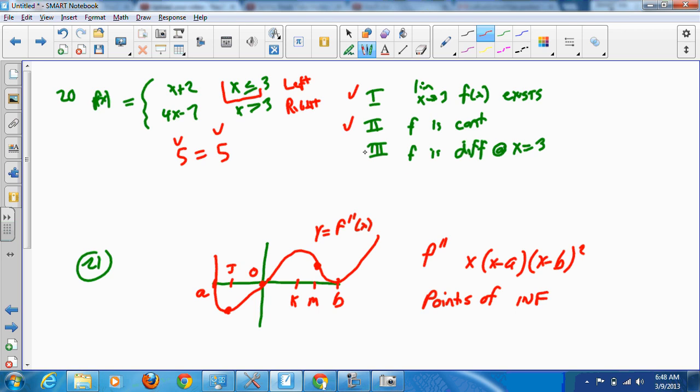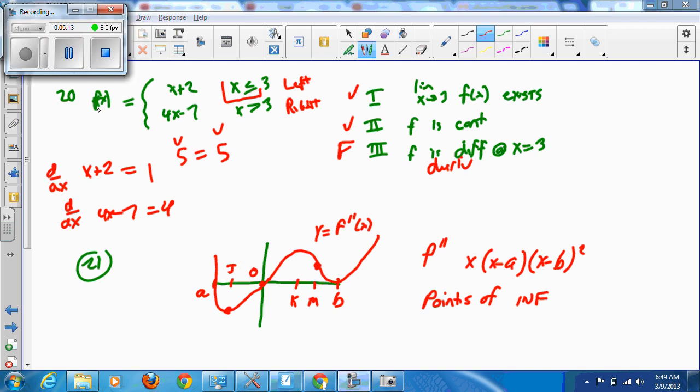The third statement, is it differentiable, or can we take the derivative? In order for the derivative to exist, they have to match. So what's the derivative of x plus 2? The derivative would just equal 1. And for the second piece of the piecewise function, 4x minus 7, the derivative is 4. So this one's false. So if you go through these problems in that fashion, you'll be okay. Alright? I think I will stop there.